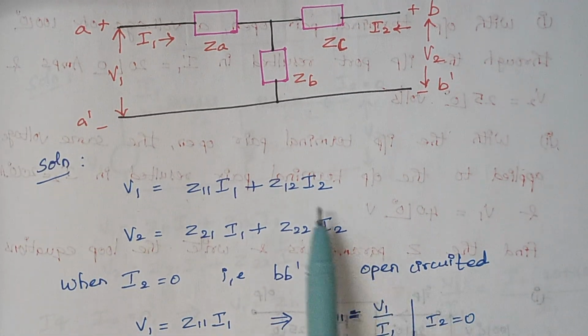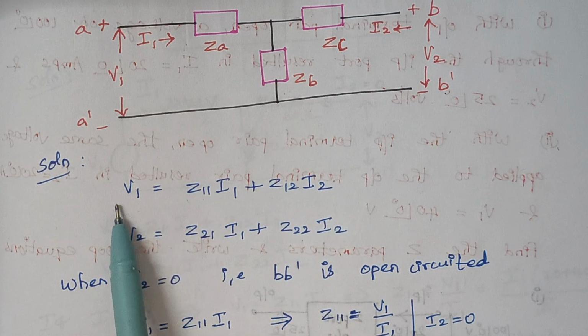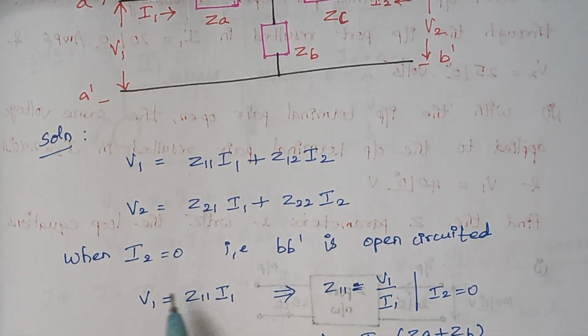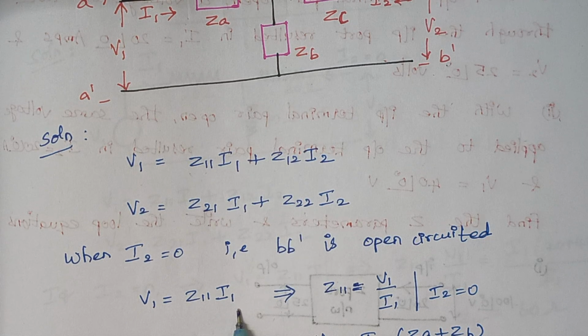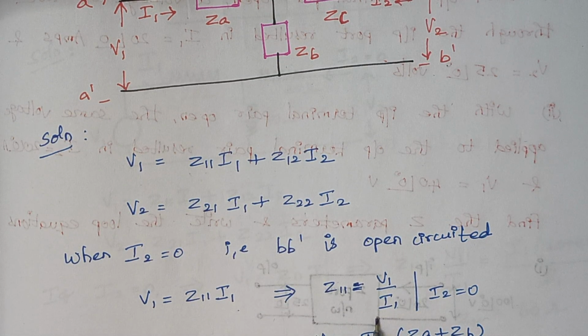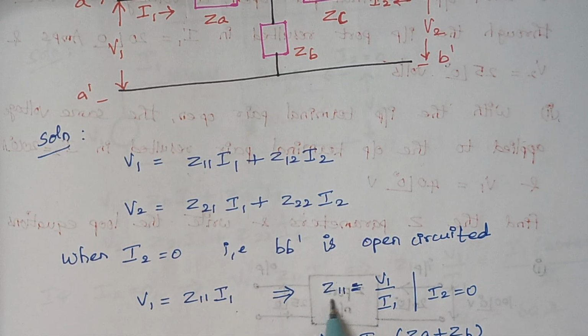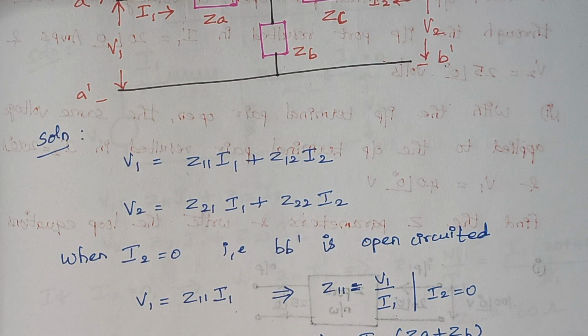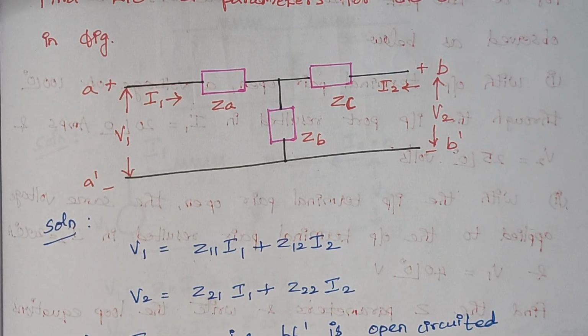So what happens when I2 is made 0? We will be having an equation like this. V1 is equal to Z11 I1. And here Z11 is given by V1 by I1 provided I2 is equal to 0. So here in this case, you see Z11 deals with V1 and I1. So V1 by I1 is nothing but it is our impedance, right? So as a normal case, here we are going to find the value of impedance from the given circuit.